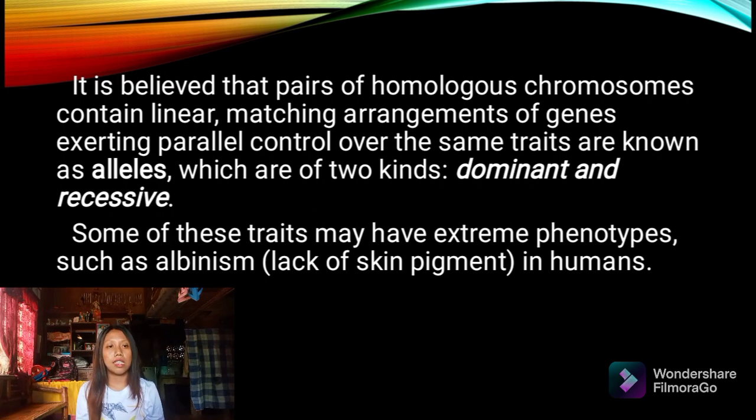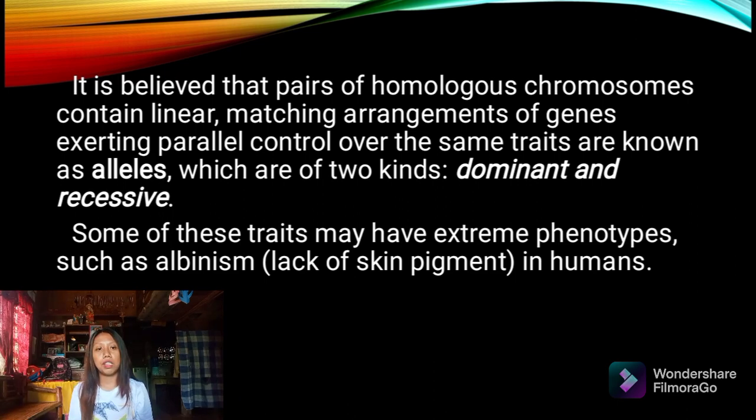Genetic characteristics can be extremely complex and may require the actions of several separate genes to be expressed in the adult organism. Examples of traits that require more than a single pair of genes to be expressed are human height and human skin color. Other traits may be controlled by a single pair of genes. Some of these traits may have extreme phenotypes such as albinism, or lack of skin pigment in humans.